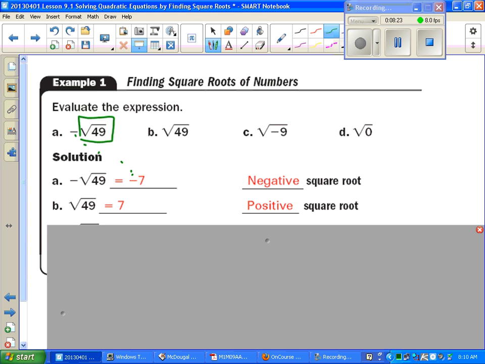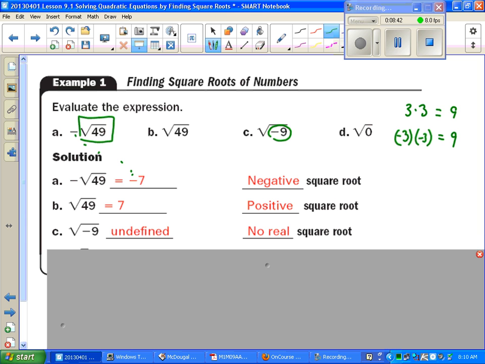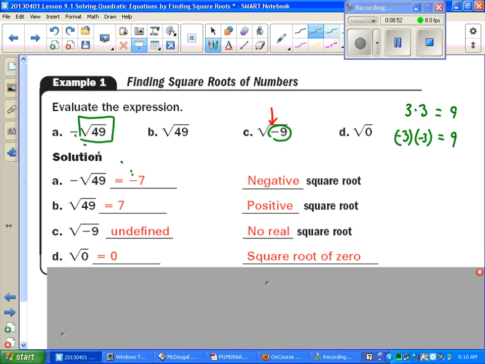The next one says the square root of negative 9. What times itself gives you negative 9? Now, if you multiply 3 times itself, you get a positive 9. If you multiply negative 3 times itself, you get a positive 9. Nothing times itself gives you a negative 9. So there are no real square roots. It is undefined. If you ever see a negative under a radical symbol like that, it will be undefined. And then the square root of 0, what times itself is 0? 0 times itself is 0.